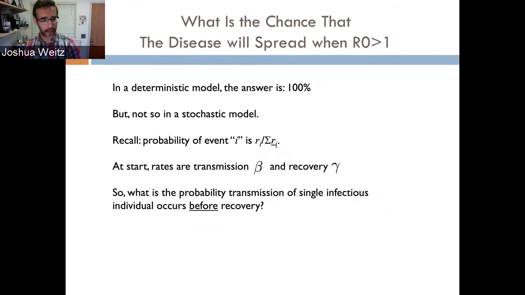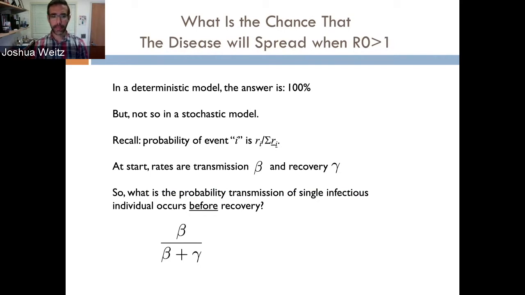So let's even try to understand this before you do your work, keeping in mind that when you do this problem, you could try to explore this yourself. What is the chance that the disease will spread when R naught is greater than 1? In a deterministic model, we've already shown it's inevitable, but not so in a stochastic model. Recall the probability of some event is its rate divided by the total rates. And at the start, when everyone is susceptible with the exception of this one infectious individual, the rates are approximately beta for transmission, and gamma for recovery. So what is the probability of transmission from a single infectious individual that occurs before recovery?